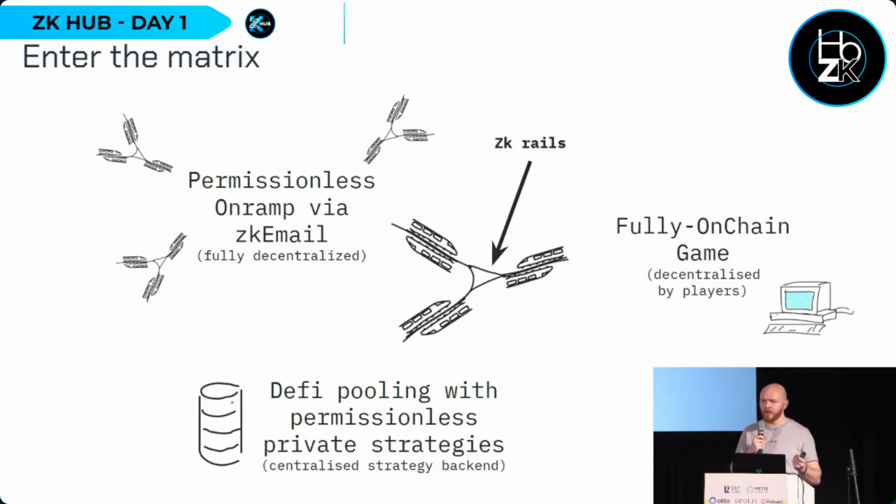You could have a fully on-chain game where the state is decentralized by the players of the game. You could do DeFi pooling with permissionless private strategies, because it's ZK, so you can have privacy on a centralized backend, and you can still have trustless composability, trustless escape hatches, things like that. You could do variants of WorldCoin. You could airdrop to a whole country, because you don't have the state on chain. You don't need to know who the people are. You just need to know how to verify proofs that they have a passport from a given country or something like that. Really opens up a whole world of possibilities that just aren't really possible on existing chains.